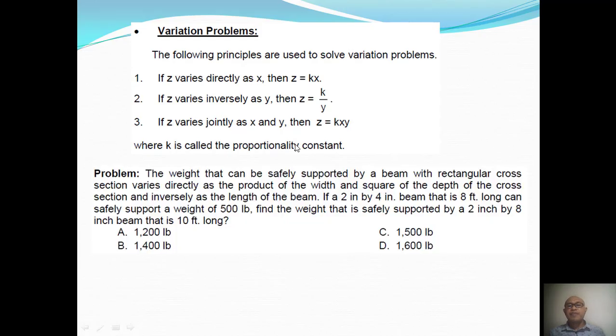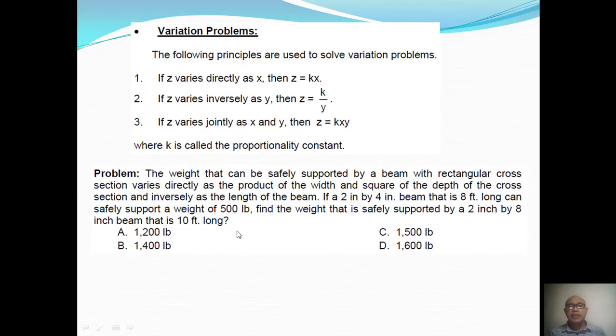Okay, so to illustrate, we have here: the weight that can be safely supported by a beam with rectangular cross-section varies directly as the product of the width and the square of the depth of the cross-section, and inversely as the length of the beam. If a 2 inches by 4 inches beam that is 8 feet long can safely support a weight of 500 pounds, find the weight that is safely supported by a 2 inches by 8 inches beam that is 10 feet long.